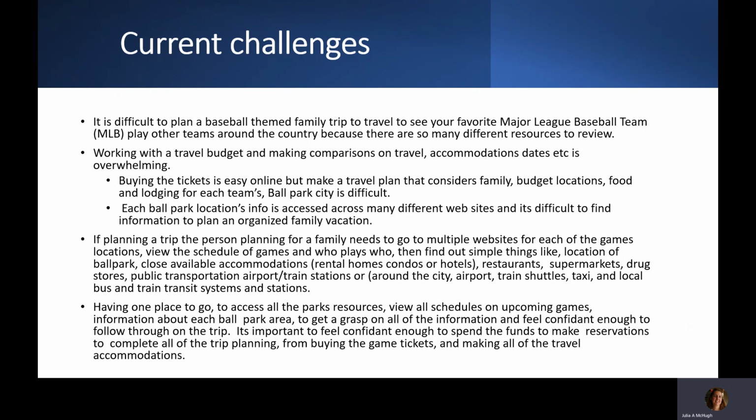for each of the game's locations, view the schedule of the games, who plays who, then find out simple things like the location of the ballpark, the address, close available accommodations, whether it's rental homes, condos, or hotels, where the restaurants are, where to get food, maybe go to supermarkets, the drugstores, public transportation stations, where the airport and the train stations are, all around the city. Train shuttles, taxis, local bus and train transit systems, and stations.